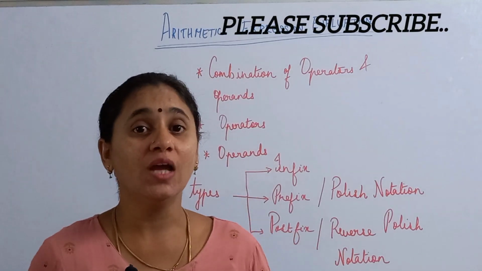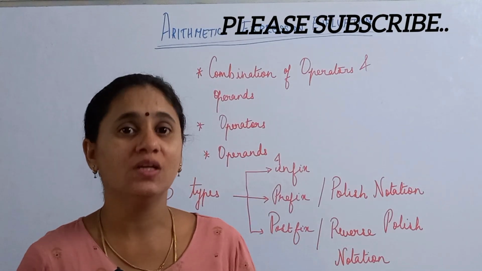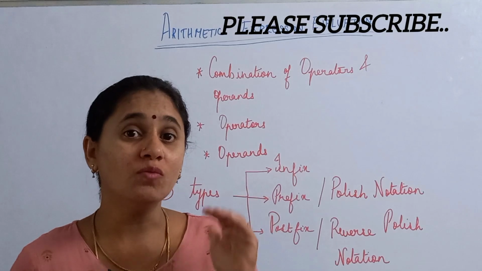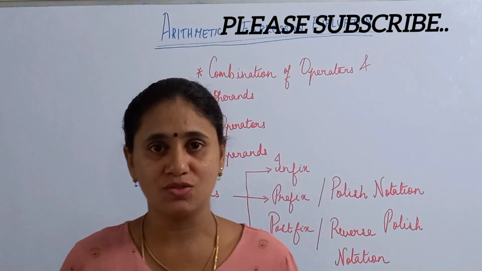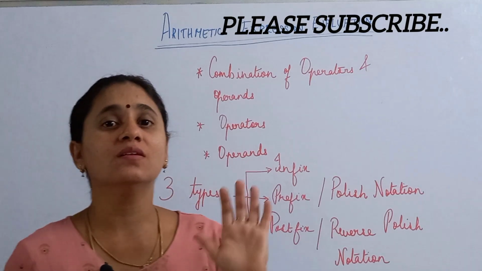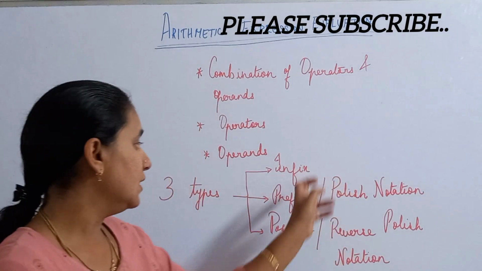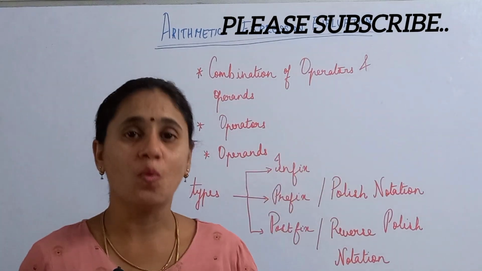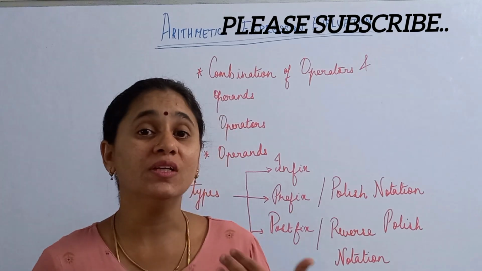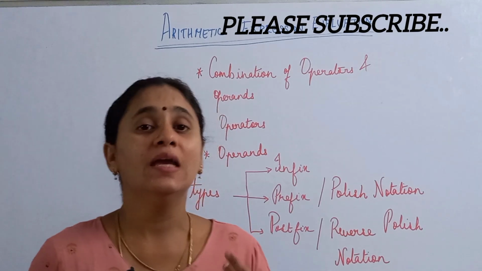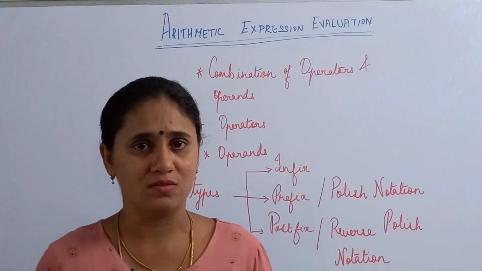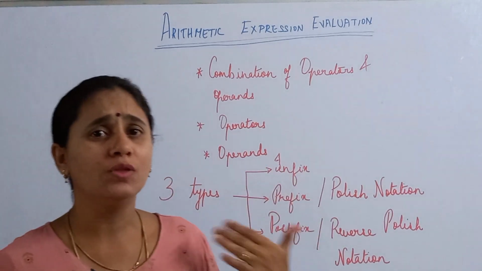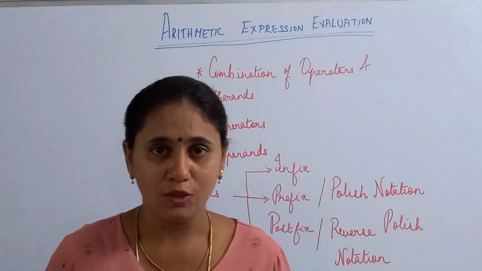So, in this session, we are going to move on with a new topic called Arithmetic Expression Evaluation. This is one of the very important topics in data structure. There are chances for you to get one or two questions on these three types of expressions. We will have a small introduction about what operators and operands are, and what the different types of expressions used in evaluation are. Another doubt you may have is what all these expressions are and why we want to use them. That I am going to explain to you.